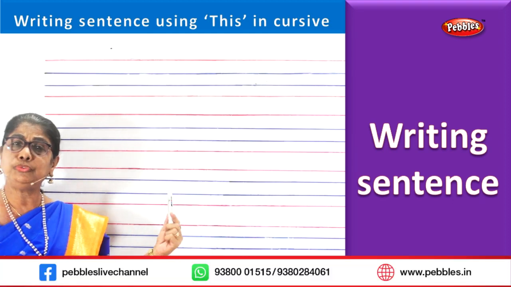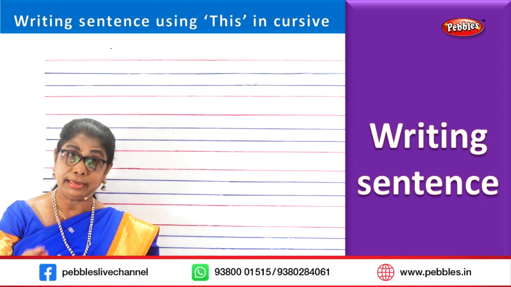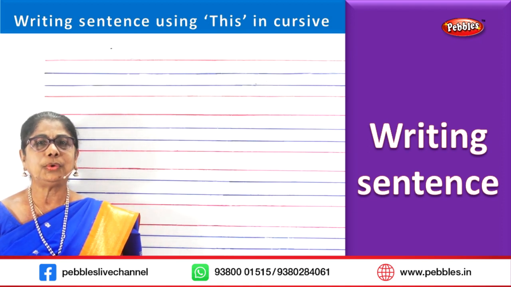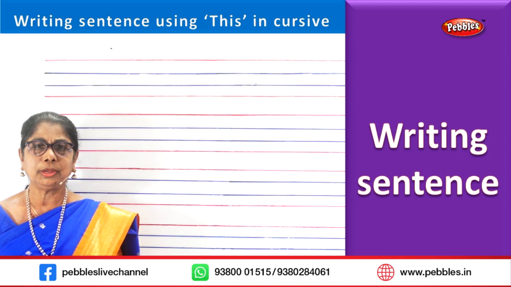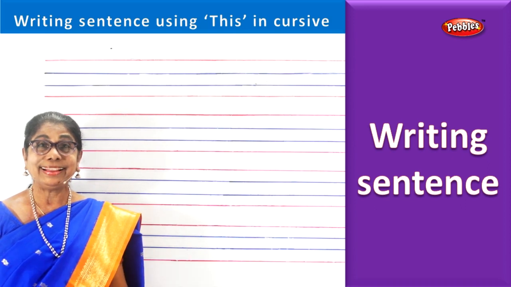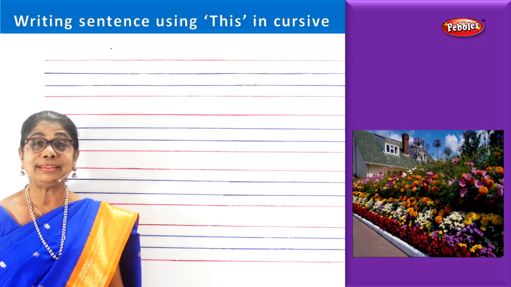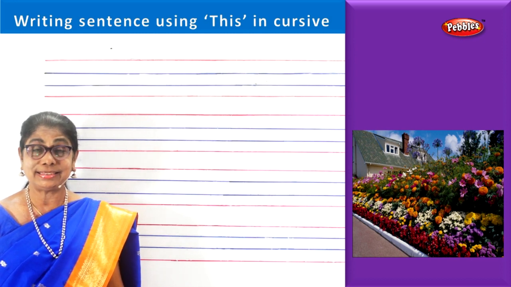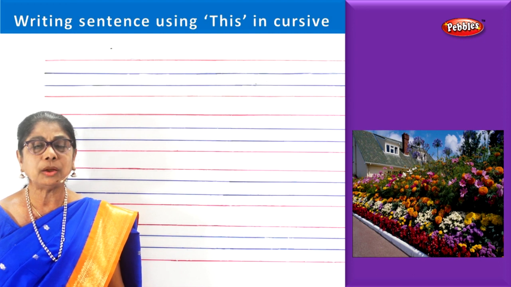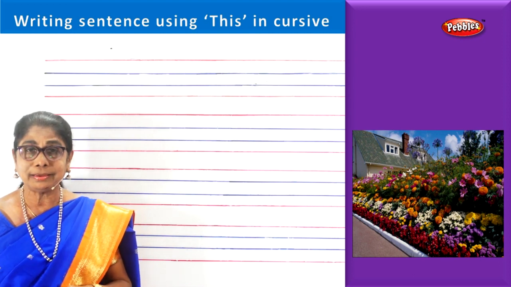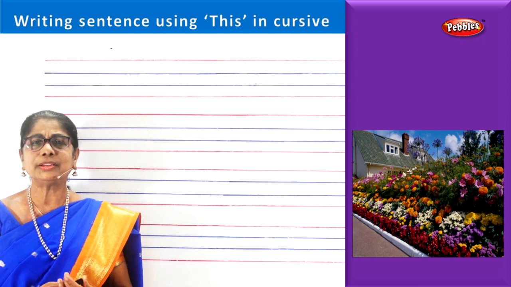Now let's write few sentences using this. Okay? Now, you go out of your house. What do you have over there? Garden. So how will you write the sentence? This is a garden. And what is it in your garden? Plants, flowers, yes, all kinds, crotons.